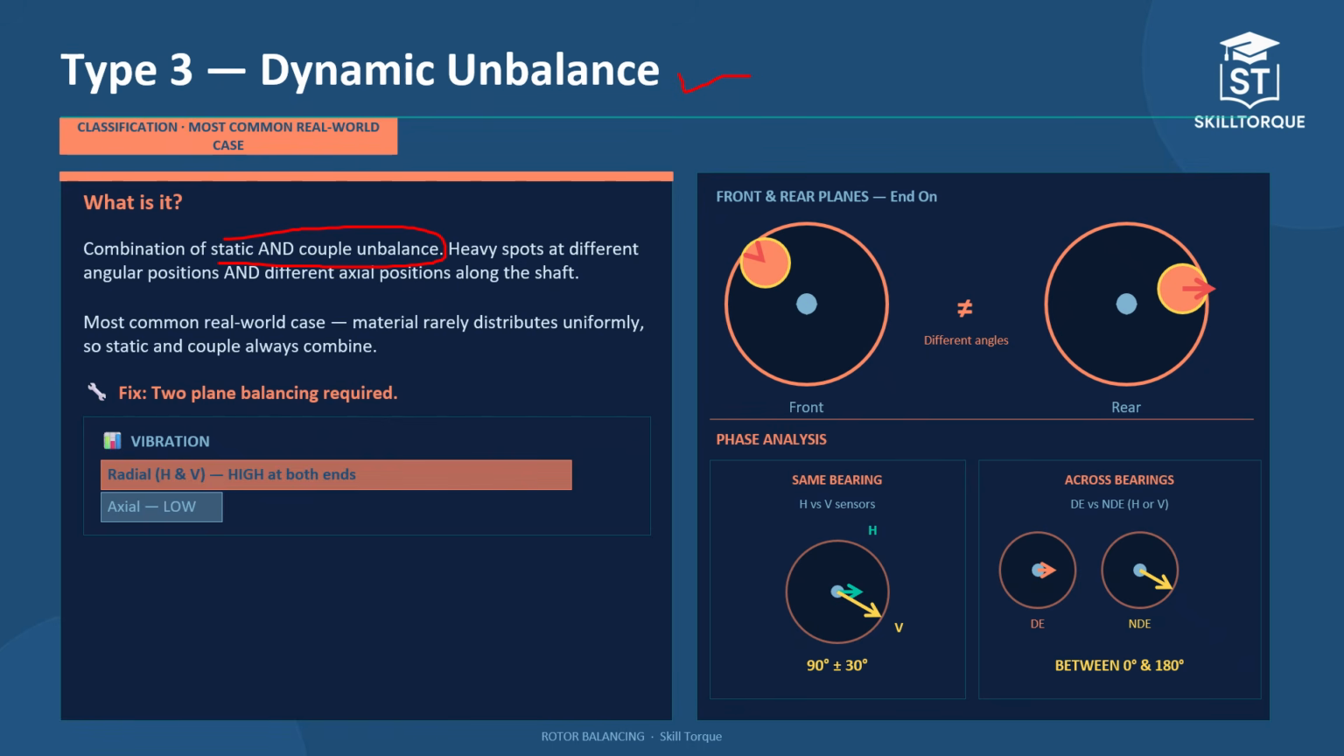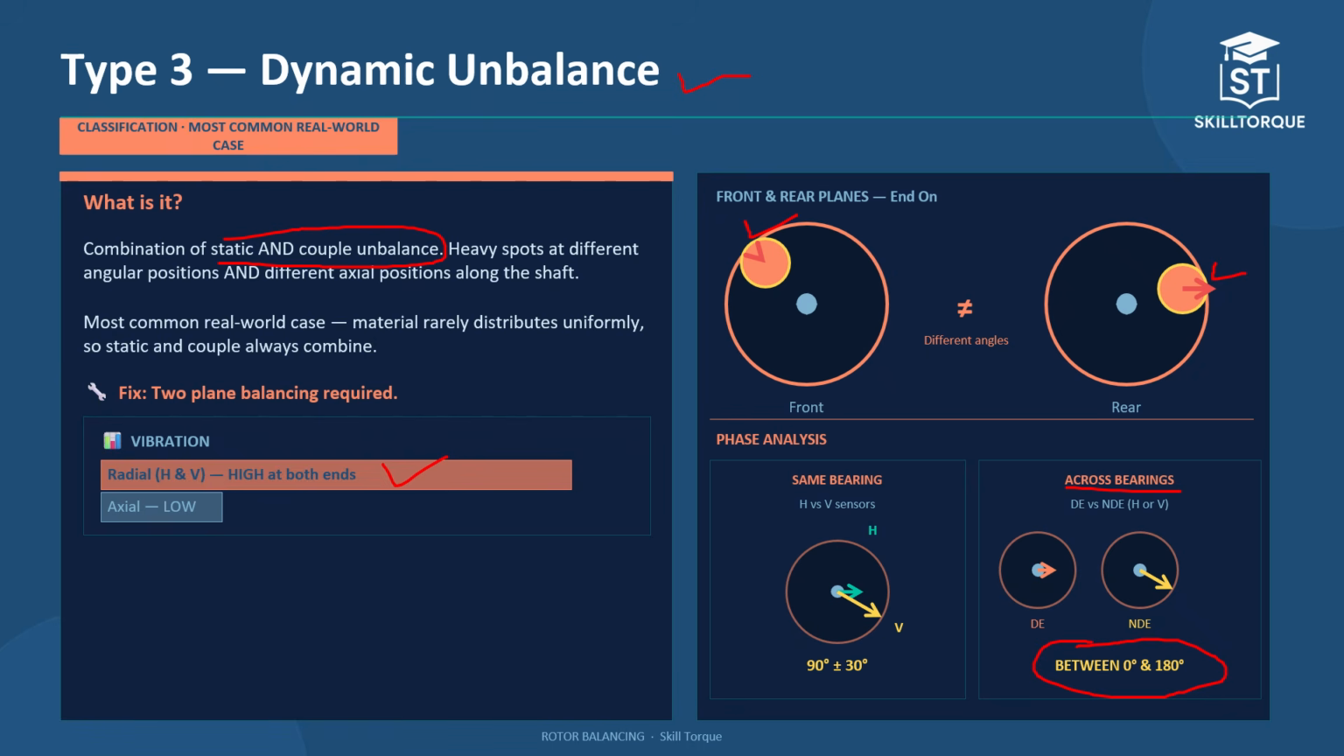So the heavy spots are at different angle positions and different axial positions across the rotor. Normally if you look at the vibration, here also you will be getting 1x dominant, right? And the phase readings at the two bearing locations can be either in phase, or 180 degrees, or somewhere in between, we don't know.